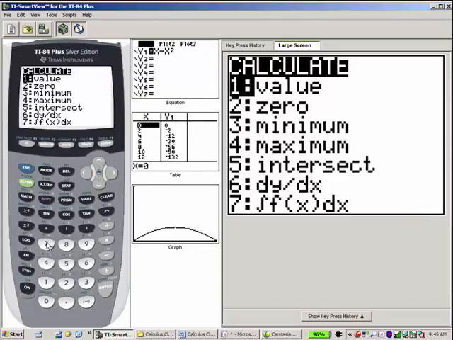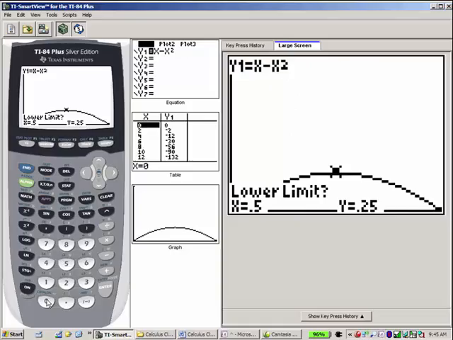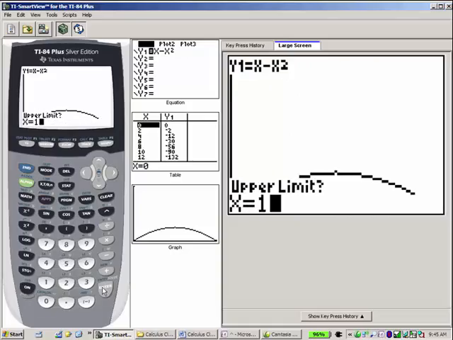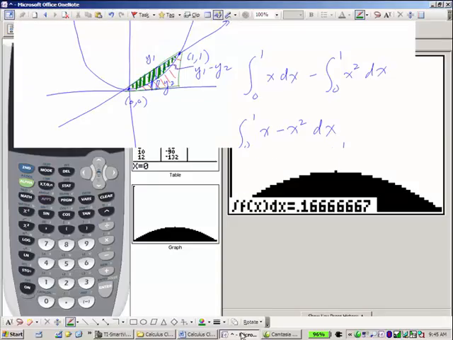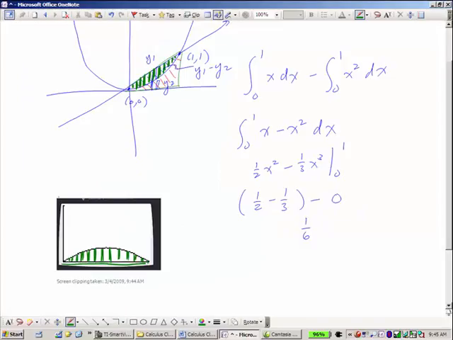Second Calc 7. And now we can say, hey, go from 0 to 1 along the x-axis. 0.16 repeating, that's a sixth. So that area right there is exactly the same as the area here. So this area is the same as this area. Is that all right?